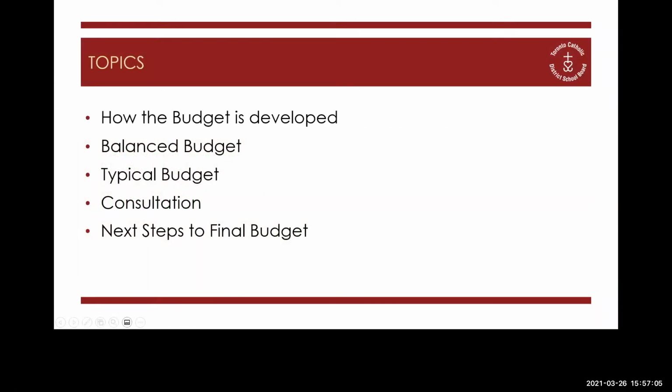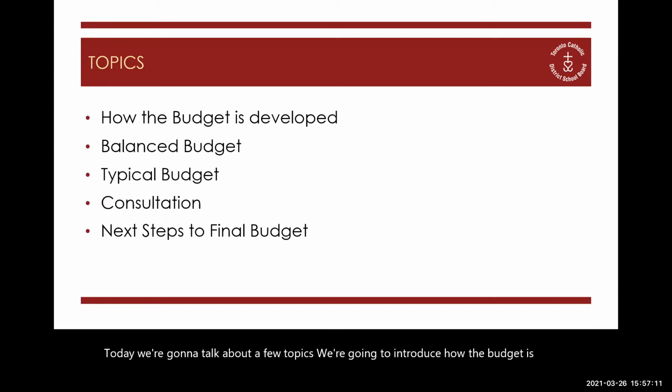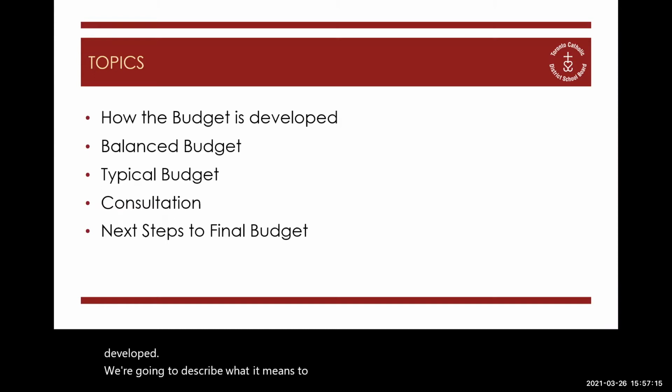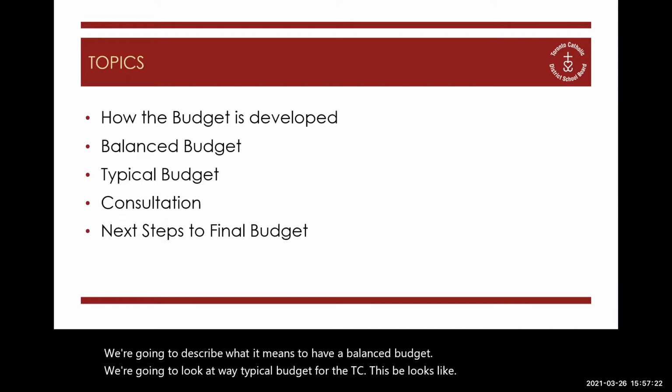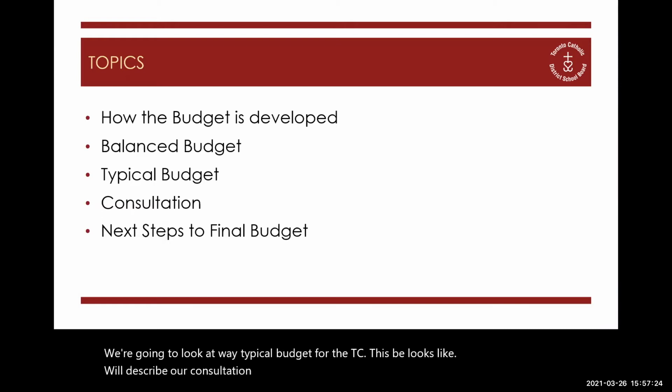Today, we're going to talk about a few topics. We're going to introduce how the budget is developed. We're going to describe what it means to have a balanced budget. We're going to look at what a typical budget for the TCDSB looks like. We'll describe our consultation plan, and finally, we'll talk about the next steps in the budget process.